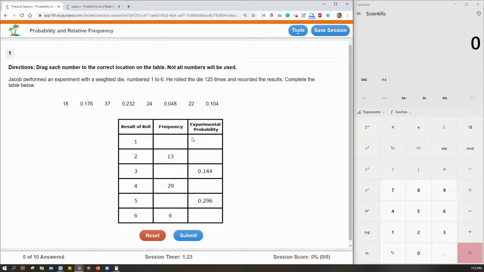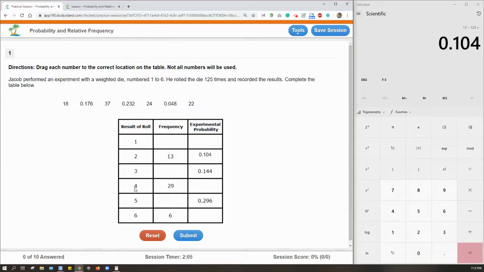To find the experimental probability, all we do is take the number of times we landed on that number and divide by the total number of times the die was rolled. So 13 times out of 125 is 13 divided by 125. That is equal to 0.104, which is 10.4%, and that's the experimental probability. So simple. If you have the frequency, divide the frequency by the total number of trials. That's what we call the number of times that we perform this little experiment. So that 0.104 is the experimental probability for that instance.